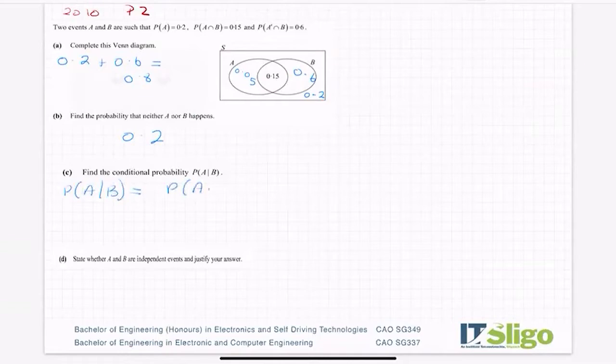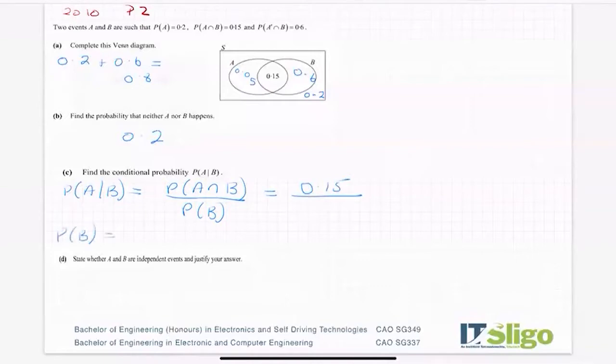Find conditional probability, the probability of A given B has occurred. So one of the formulas that you need to know, it's the intersection over the second one. Okay, so check out the 2012 question again for more on this and to give yourself a chance to practice it again. So the probability of B is not 0.6, but it's 0.6 plus the 0.15. So it's actually 0.75. Okay, so if I put that into my calculator, 0.15 over 0.75, I get a fifth or 0.2.